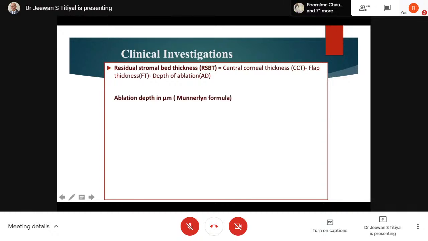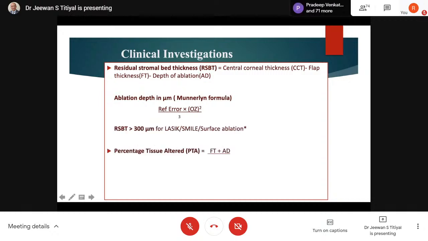That should not be less than, normally we can take it as 300 micron nowadays, but people go up to 280, 290 microns also. The other important parameter is percentage tissue altered, or PTA. That is again, you can see, the flap thickness plus the ablation depth divided by the central corneal thickness. This should not be more than 40%. It should be less than 40% to be suitable for a refractive procedure.